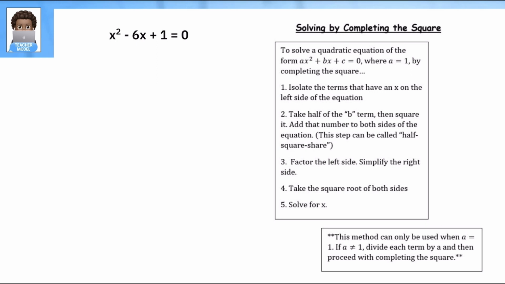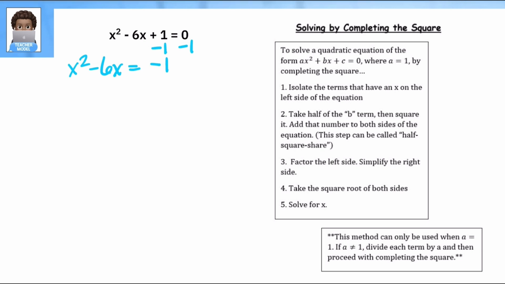And here on the side, I have the steps for completing the square, and I'm going to try and walk through them and check them off as we go. So here's our first one. We're going to isolate the terms that have an x on the left side of the equation, which we already do. And we're going to take half of the b term. So first things first, I'm going to move this one over. So now I have x squared minus 6x is equal to negative 1.